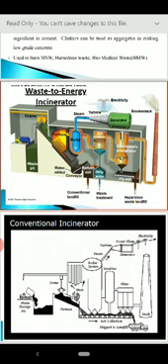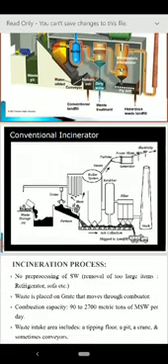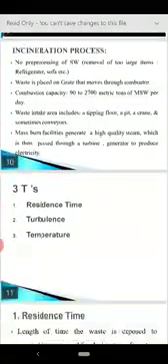The gases which come out after burning are processed with the help of air purification equipment like the electrostatic precipitator, which is one equipment to control air pollution. Finally, quite pure gases, less harmful gases, are liberated and sent into the atmosphere. So this is how you can draw a conventional incinerator plant. This we have discussed.